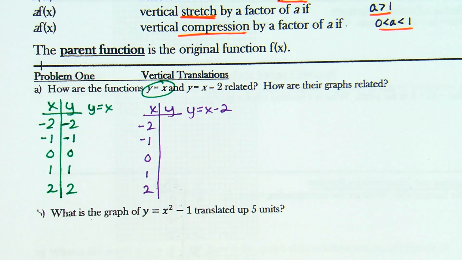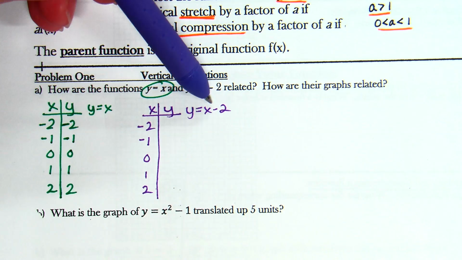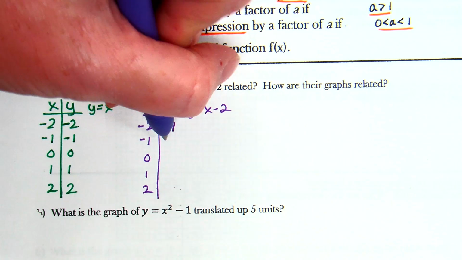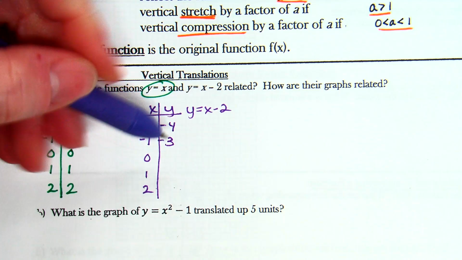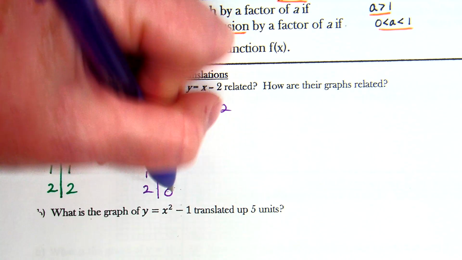Fill them in. If I put in -2 for x, what's -2 minus 2? -4. If I put in -1, what's -1 minus 2? -3. 0 minus 2 is -2. 1 minus 2 is -1. 2 minus 2? 0. Okay.